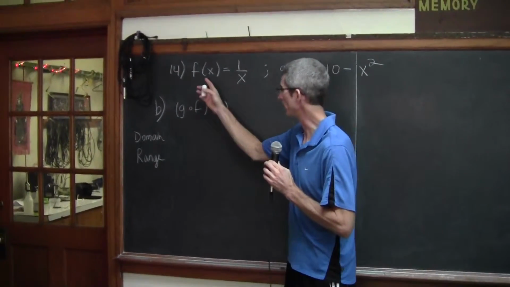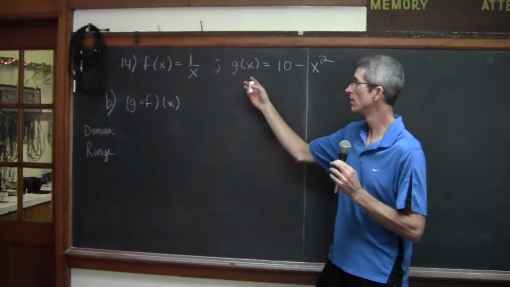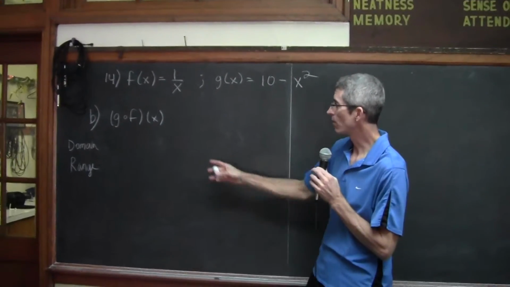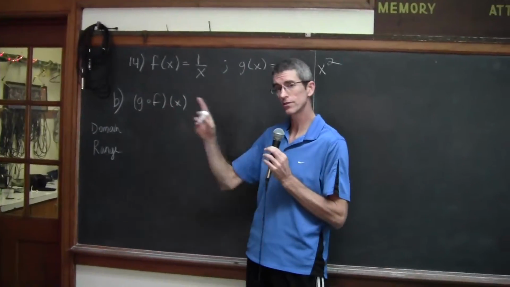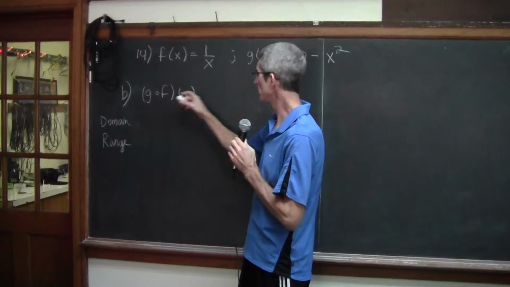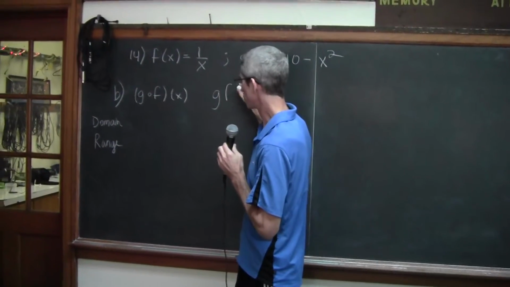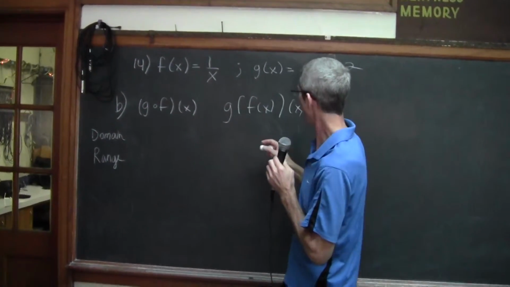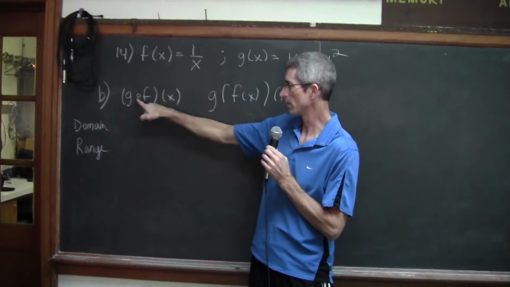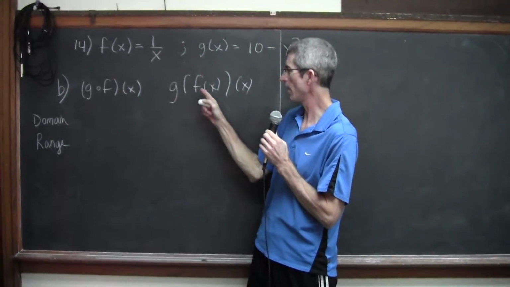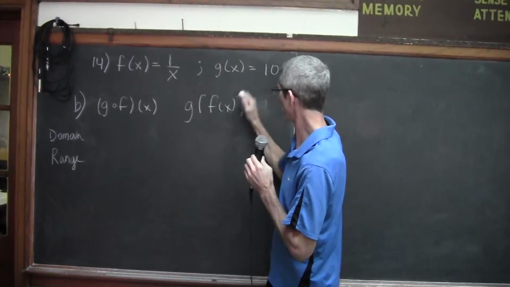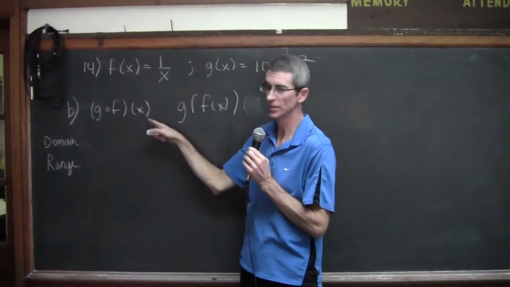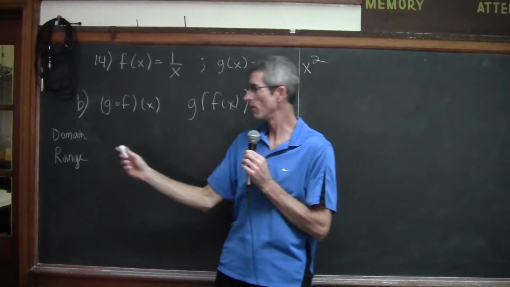So 14 part B, we have two functions, f of x and g of x. One of them has a fraction, one of them has a square. And we want to find g of f of x. So the first thing I want to remind myself of, I'm going to rewrite this in a more intuitive way. Remember, when you have it written like this with a little dot, that really means g of f of x. I'm going to do the f of x first, and then I'm going to insert it into the g of x. And this question wants me to find the domain and the range.